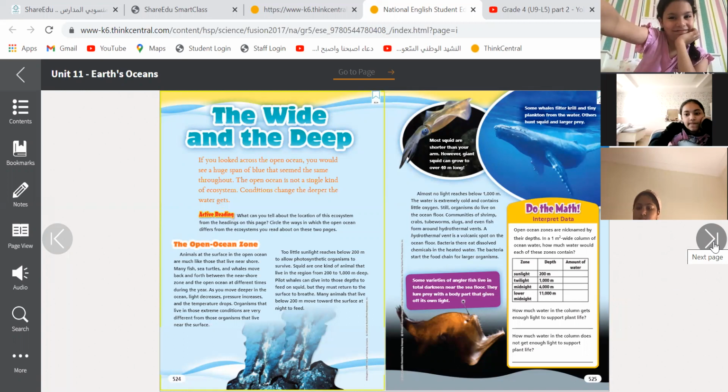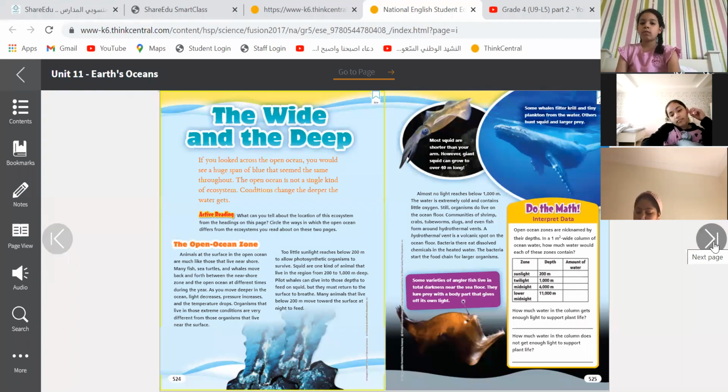Do you know why? Because it's really deep, and there's already water pressure. We said that coral reefs live near the shoreline. But when you go wide and deep, in the open ocean zone, you can find a lot of fishes, maybe sea turtles, and maybe different kinds of fishes that you have never thought of. Maybe whales. Oh, whales, you need to go even deeper to find whales.